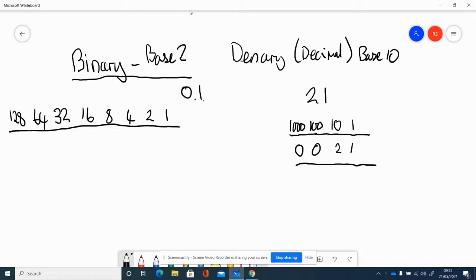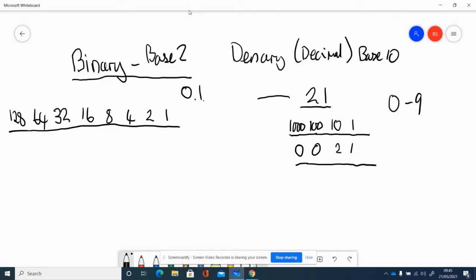Denary, sometimes called decimal, is a base 10 system. As you know, you've got ones, tens, hundreds, thousands. So you can put any number between 0 and 9 into the columns on a base 10 number system. These are the numbers you've been using for most of your life, really. If I wanted to represent 21, that's 2 tens and 1 single unit.